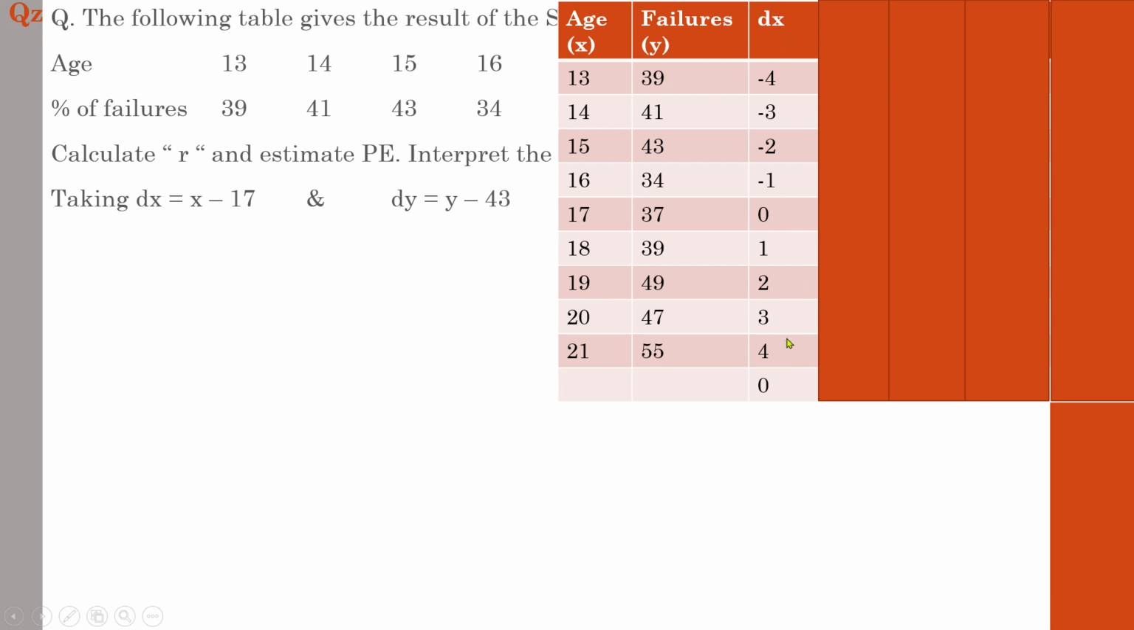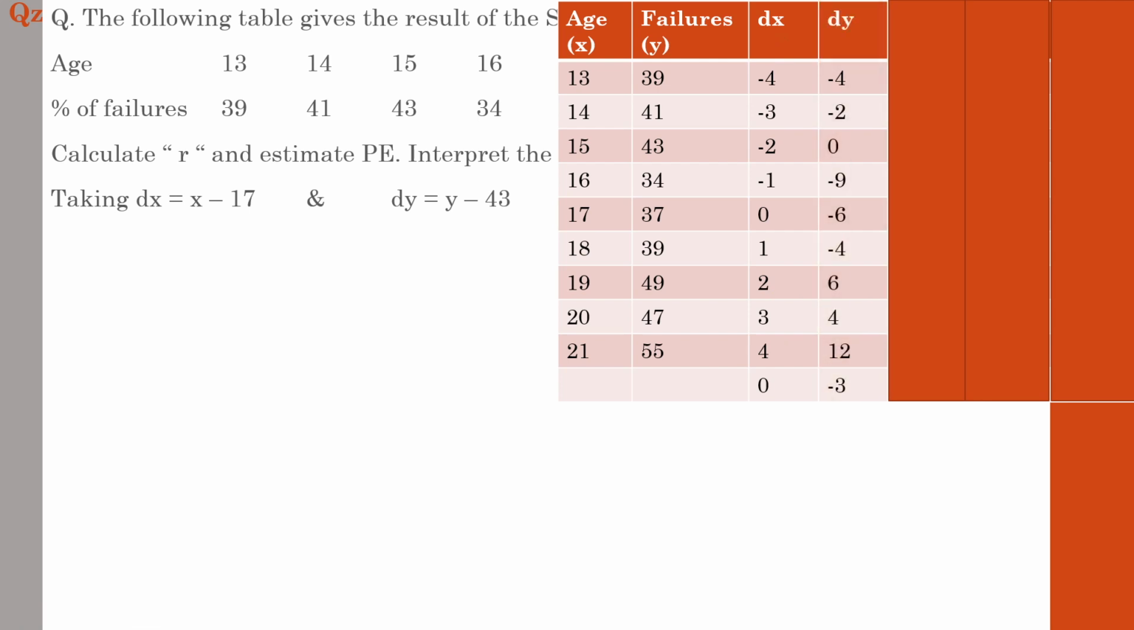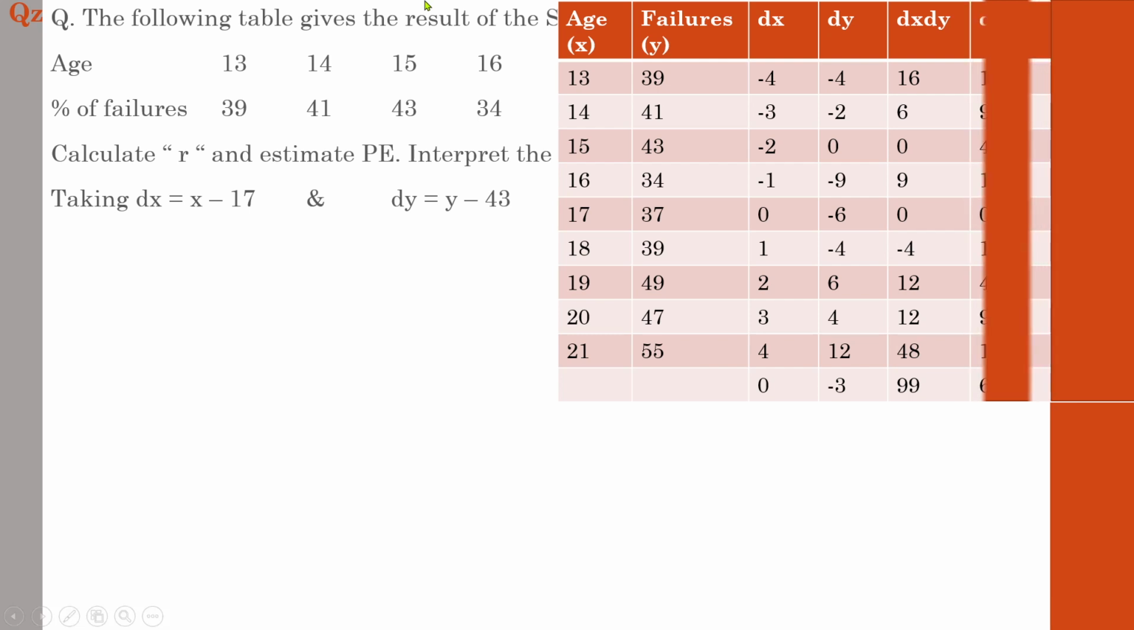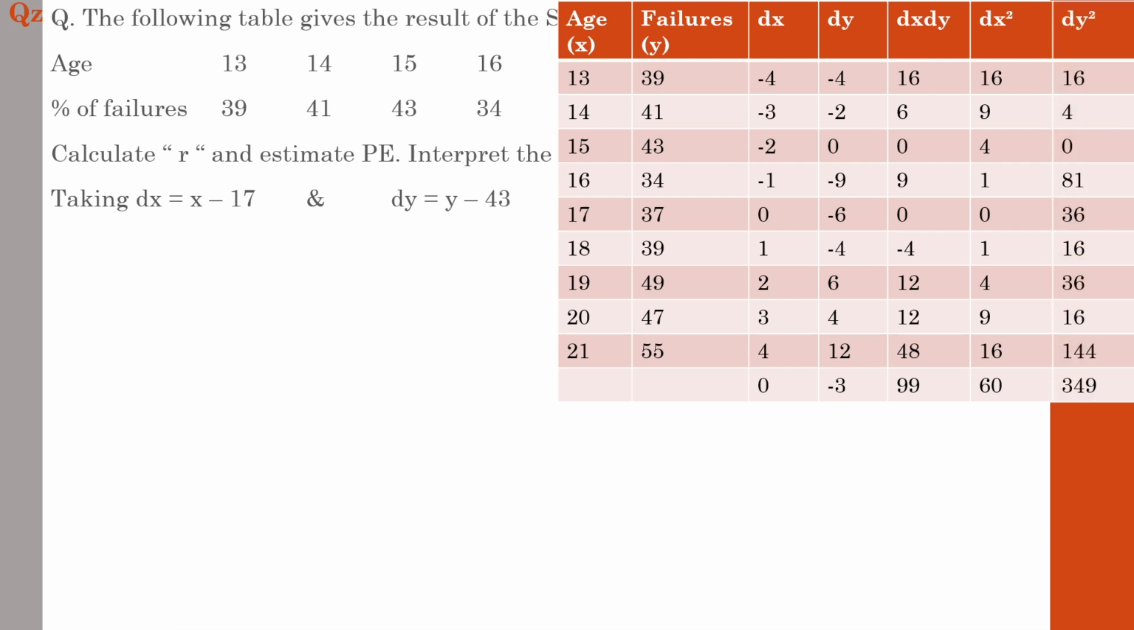I hope you know how to find dx and take the total of dx. Once you take the total of dx, next you need to find dy. Once you have found dx and dy, next you need to find dx dy. I hope you all know what columns have to be prepared for finding the correlation coefficient. Once you have found dx dy, next you need to find dx square. Just take the square of the dx column, and finally dy square as the square of the dy column.